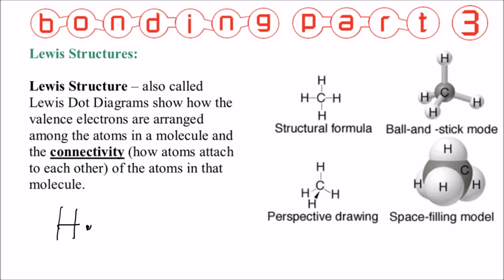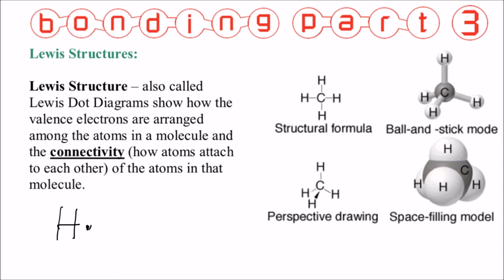So this is the perspective drawing, which looks very similar to the ball and stick, except everything is still done with lines. A dark wedge indicates that something is moving out towards you in 3D space, and a dashed wedge indicates that something is moving away from you in 3D space. It's a simple way for us to be able to draw a shape that looks like the ball and stick model without having to be crazy awesome artists to do it.